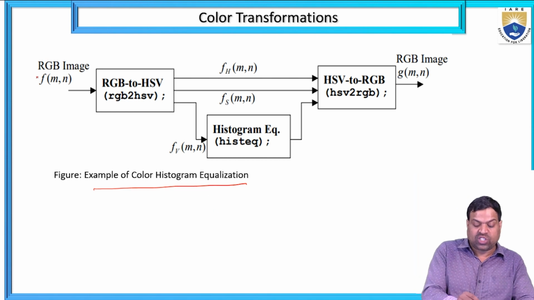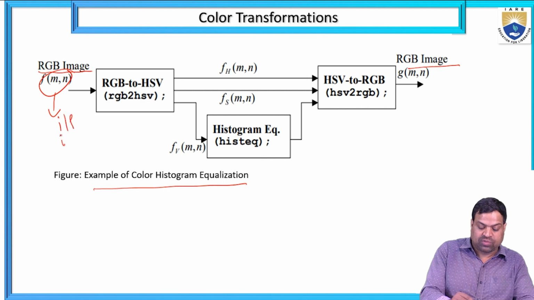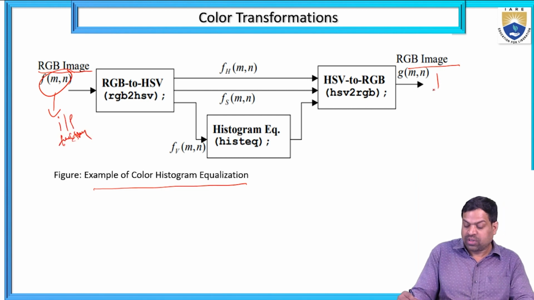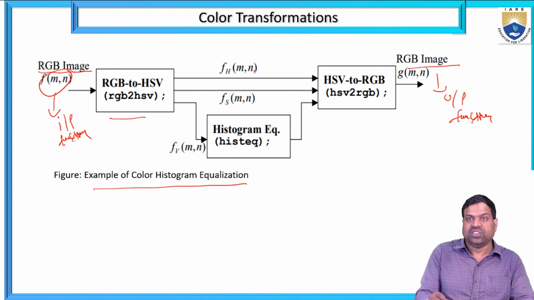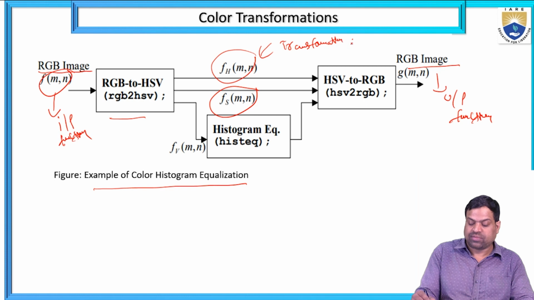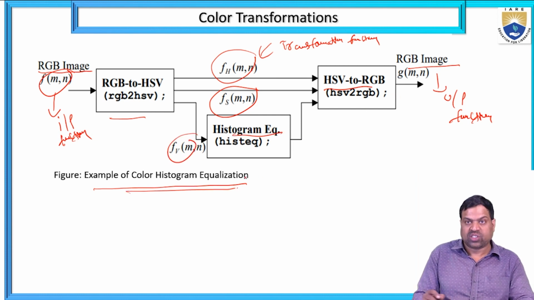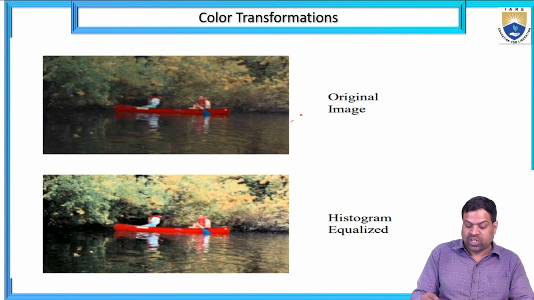histogram equalization: RGB, red, green, blue, is the input, and this is the output. So RGB to HSI, hue, saturation and intensity, with a transformation function. Then HSI back to RGB, input to output, the same. Here the histogram is there. It is an example of histogram equalization. It is the original image, that is the input, and the output is the histogram equalized image.